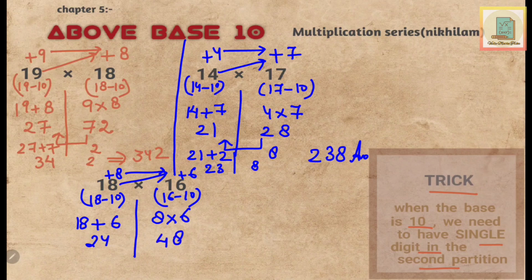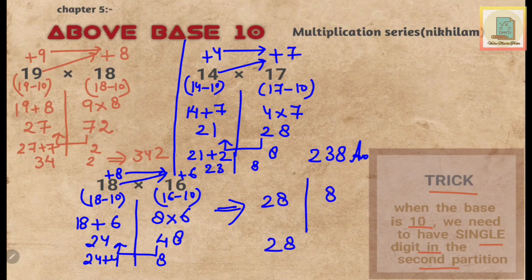Since the base is 10, we need to have single digit in the second partition. So this 4 will go and add up in the first partition. So 24 plus 4, and here 8. So 28 in the first partition and 8 in the second partition. So 288 is the answer.